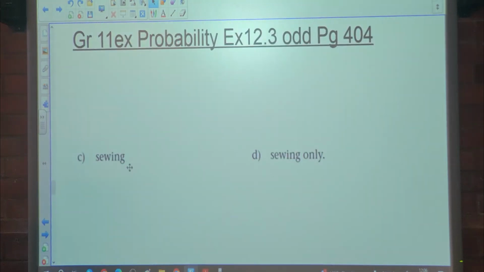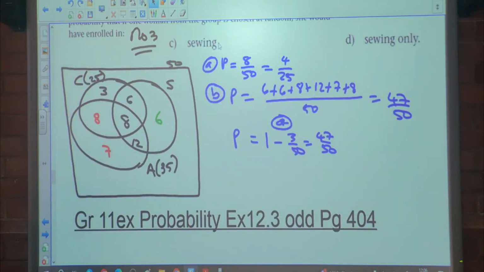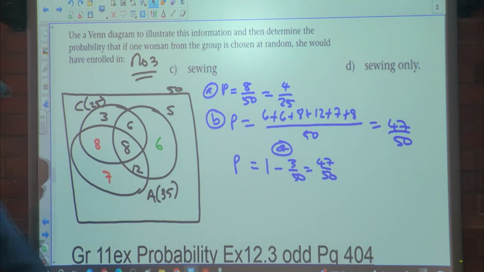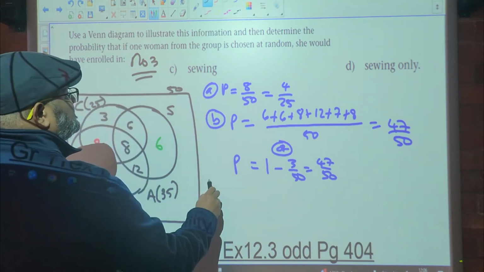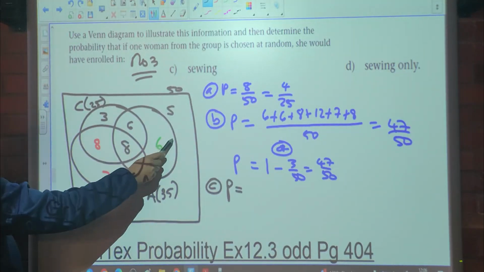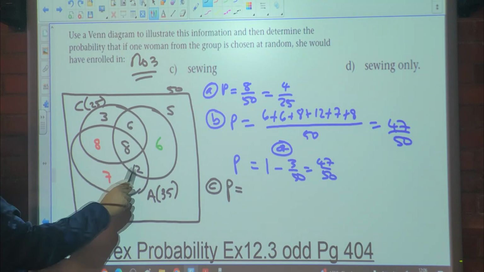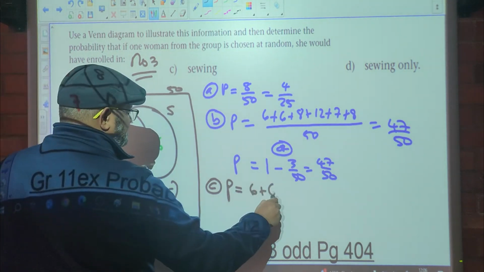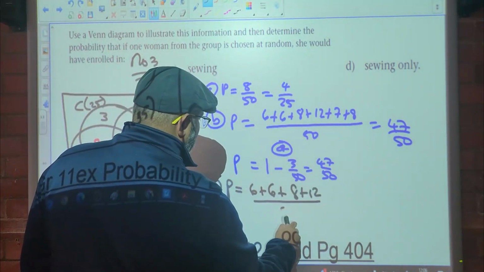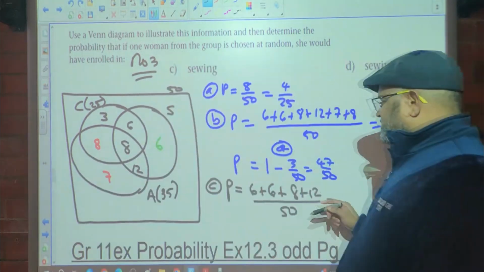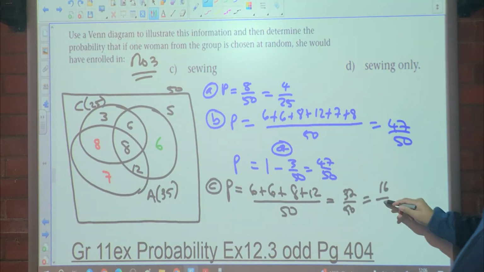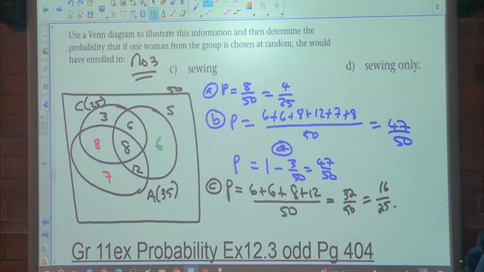Let's go to the next question. C says sewing. Did it say sewing only? No. So if it just says sewing, the probability of sewing, so it's going to be everything in sewing. So it's going to be 6 plus 6 plus 8 plus 12, and that's over 50. That's 32 out of 50, which is 16 out of 25. You guys understand?